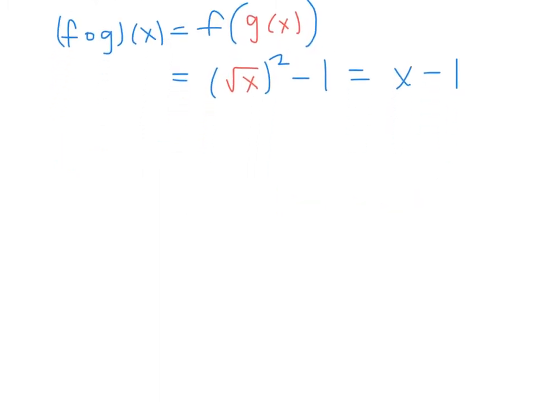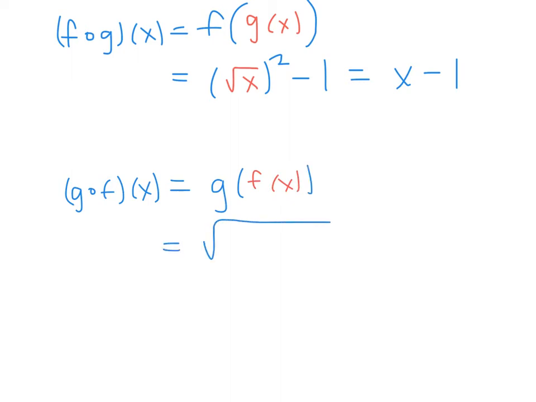Okay, let's go the other way. Now let's find g composed with f of x. So g is now on the outside and f is going on the inside. The square root of, and then plugging in f of x for x, we get the square root of x squared minus 1. All right, so that's our new function.